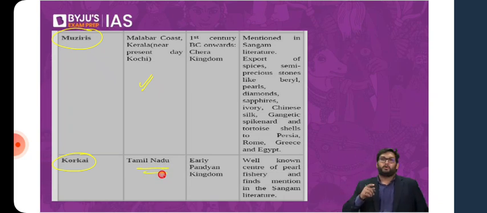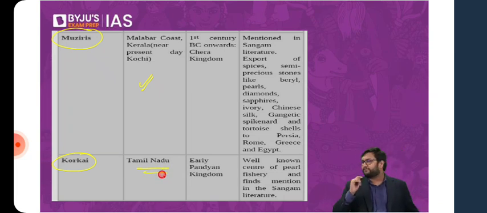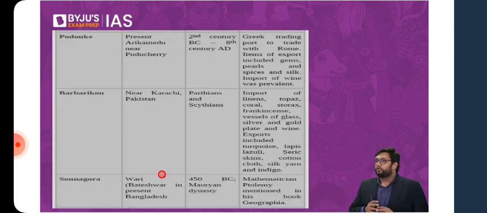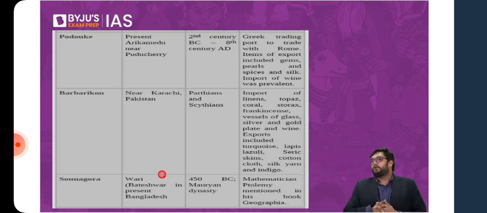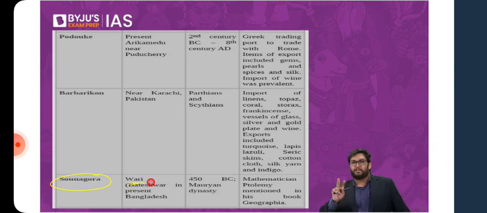So just have to go through them once and you will remember their names because they're very peculiar. Muziris, Korkai. Poduke is the old name of Arikamedu, which is near Pondicherry. Barbaricon is the name of Karachi. Sonagora is the name of a port city which is called Vari. Muziri and Muzirish, yes, same thing. These names are used interchangeably.